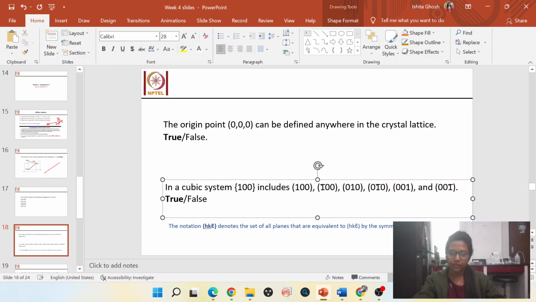So here under curly bracket, if we write this 100 plane, it includes 100, 1 bar 00 and all of them. You can simply draw a cube and then see for yourself. If you shift the origin, you will get the remaining planes. But this will happen only for the cubic system, because in case of monoclinic or orthorhombic, the A, B, C are different, so you will not reach the equivalent point. So are you getting it?